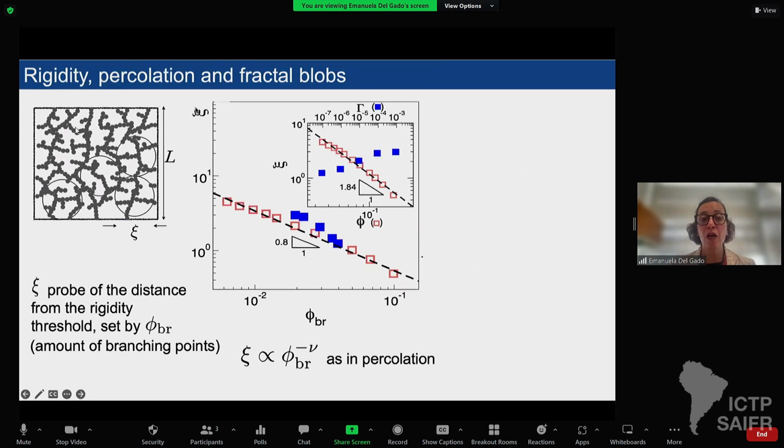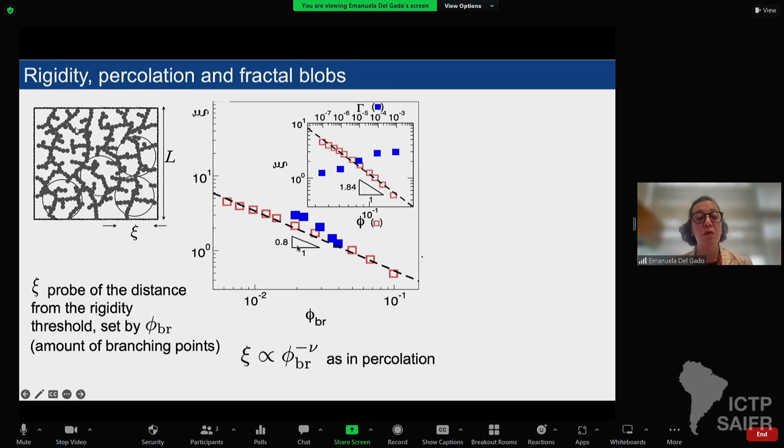And if I plot the length scale that I've extracted from my microscopic dynamics as a function of the amount of branching points, then I do see that all the data for all the gels scale onto a unique power law behavior. So now I start to have more confidence that this length scale captures the scaling of a correlation length that increases close to the rigidity transition. Basically, phi-BR tells me about the distance from a rigidity transition, and the length scale that I've extracted from the heterogeneity in the topology tells me about the rigidity transition, because it is the correlation length associated with that rigidity percolation transition.